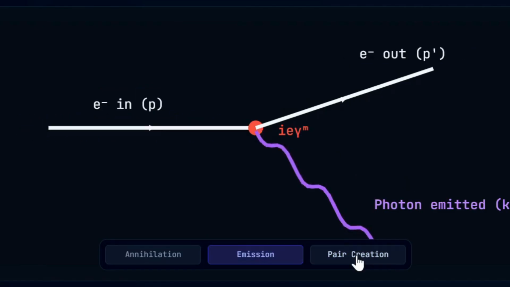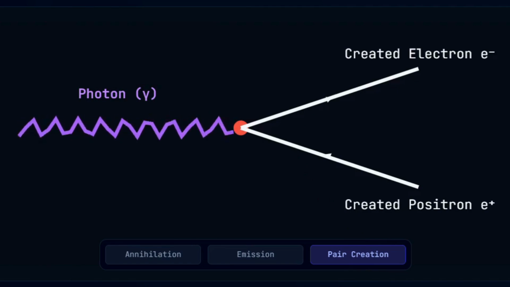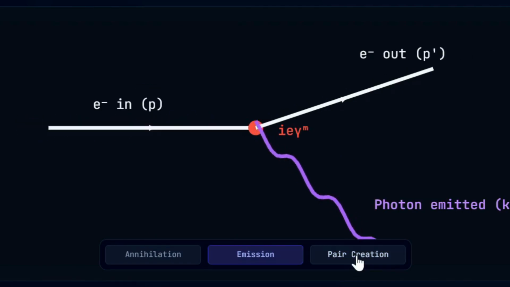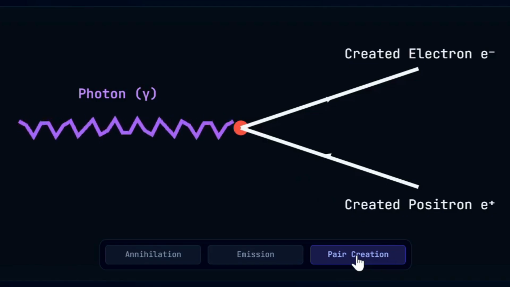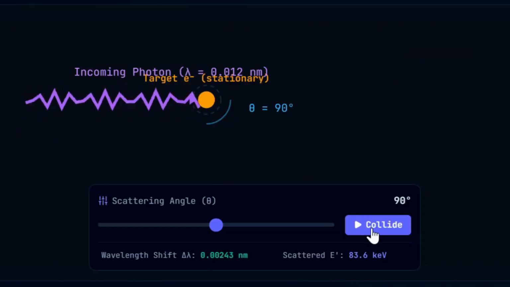Finally, we explore key scattering processes. In the classical limit, we have Thomson scattering, where light scatters with no change in frequency. But quantum mechanically, Compton scattering causes a wavelength shift. The shifted frequency is given by the Compton relation.